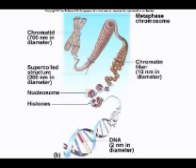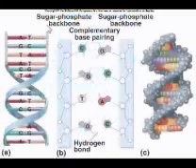The double helix of DNA consists of a molecule called deoxyribose, which is a sugar, a phosphate group, and then these extensions called nucleotide bases. And the specific nucleotide bases are called adenine, guanine, thymine, and cytosine. Those are the nucleotide bases you find in DNA.